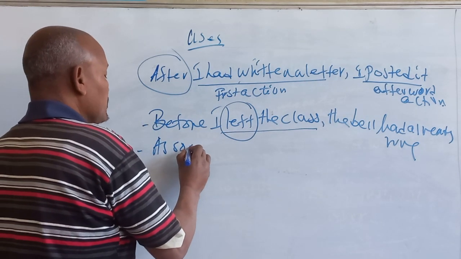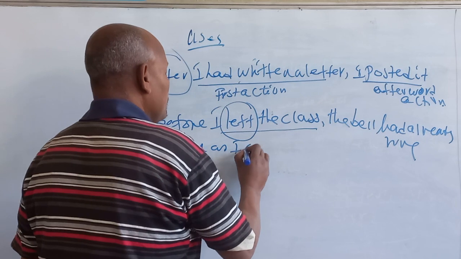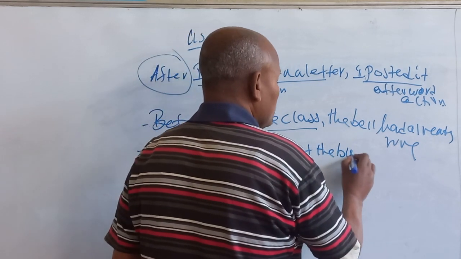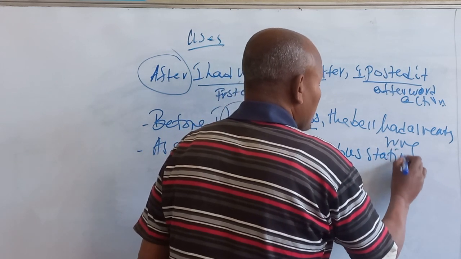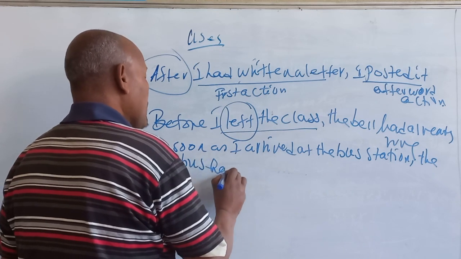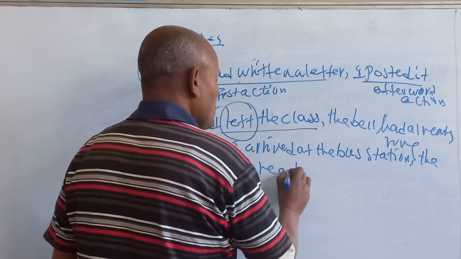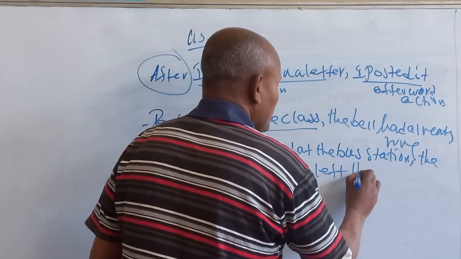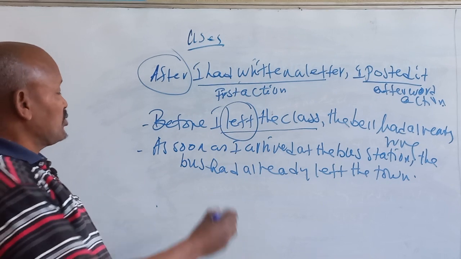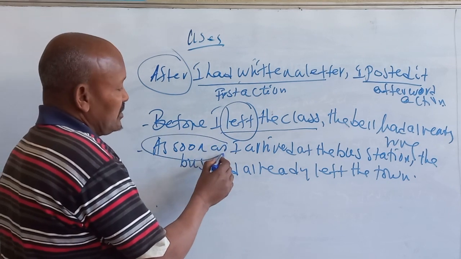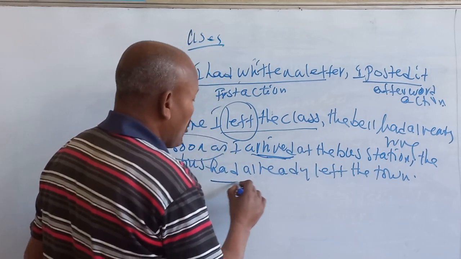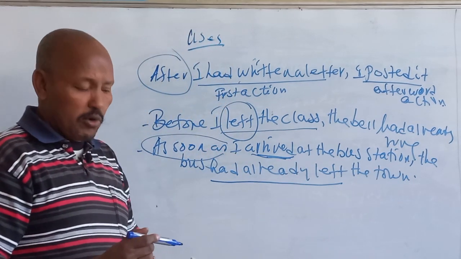Look here. As soon as I arrived at the bus station, the bus, look here, the bus had already left the town here. This is the third example of the past perfect here. As soon as, which is called a conjunction here, arrived at, which is the simple past, right? And the bus had already left the town. Yes, already left the town.